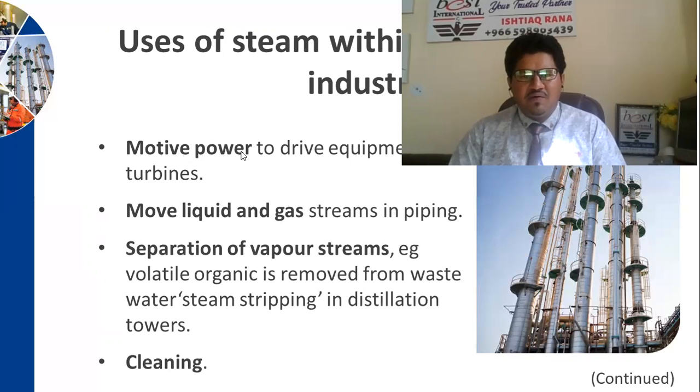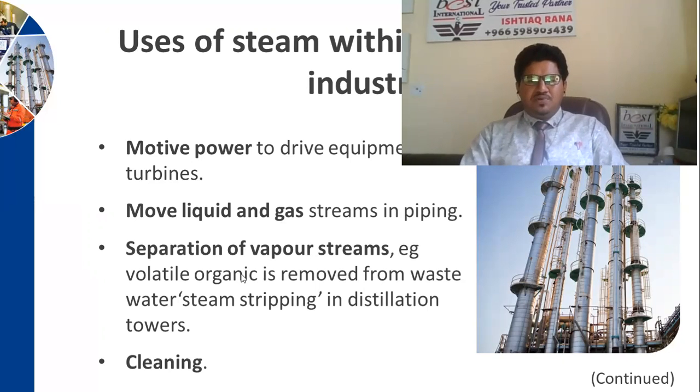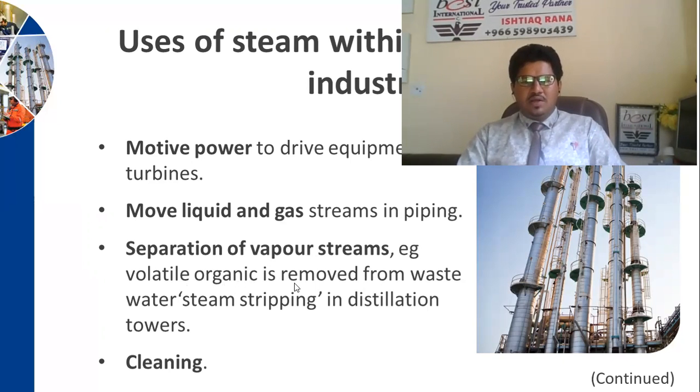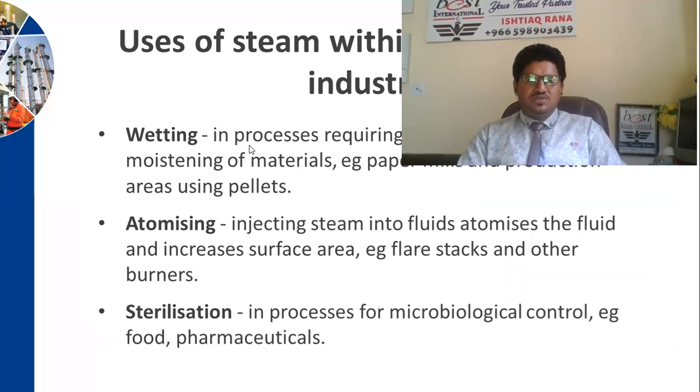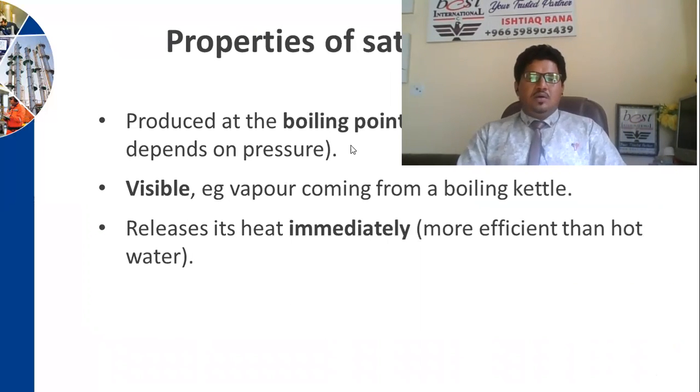We need motive power. We need to move liquid and gas, separation of vapor steam, like volatile organics being removed, cleaning as well. We need wetting processes requiring humidification or moisturizing of materials, like paper mills and production. We need atomizing, injection of steam into fluid for atomization, and sterilization processes, especially in pharmaceutical and food industries.